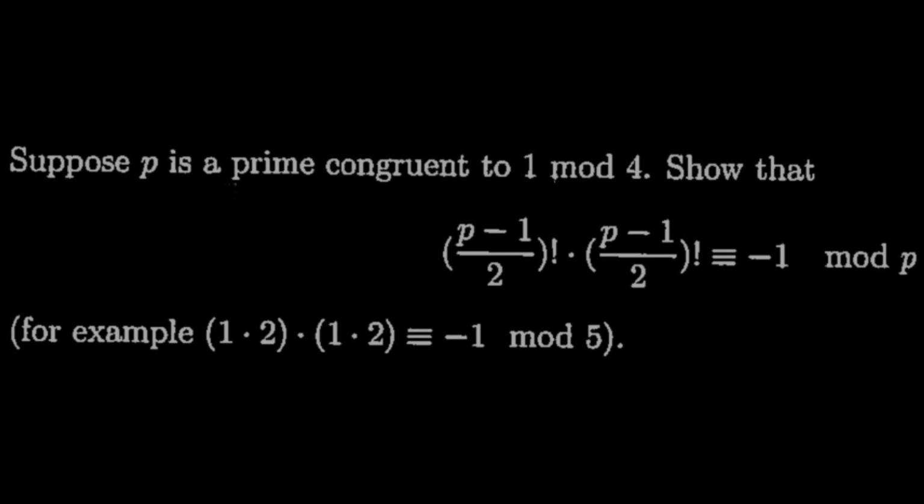Suppose p is a prime congruent to 1 mod 4. Show that ((p-1)/2)! times ((p-1)/2)! is congruent to -1 mod p. So this was a question that I had on my number theory final, and I think it is a very good number theory question.